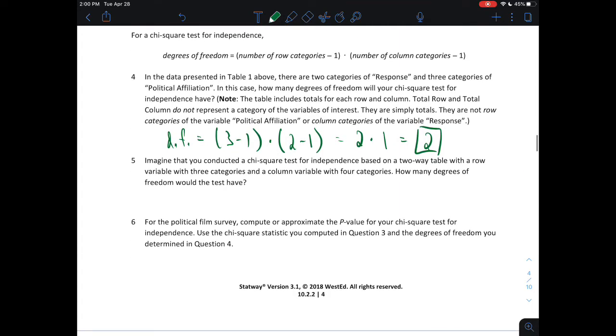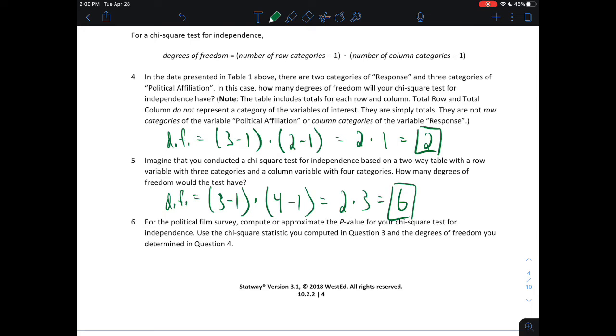Number 5, imagine that you conducted a chi-square test for independence based on a two-way table with a row variable with 3 categories and a column variable with 4 categories. How many degrees of freedom would the test have now? So here we still take the number of row categories, which is 3, and subtract 1. And then multiply by the number of column categories, which is 4 minus 1. So this gives us 2 times 3, which is 6. So that's just showing you how the degrees of freedom calculation works.